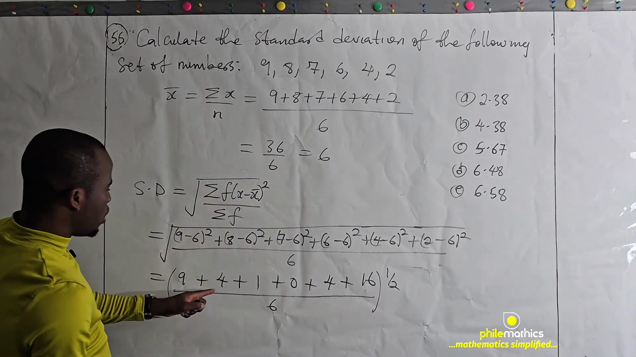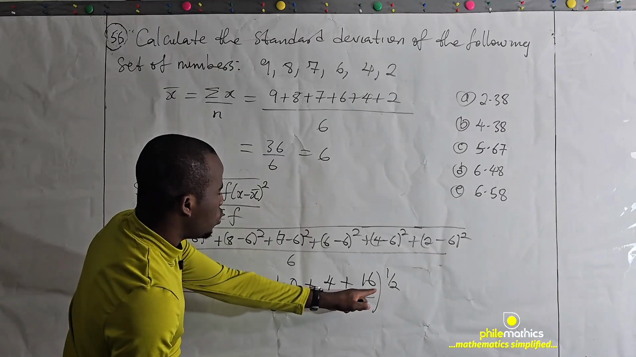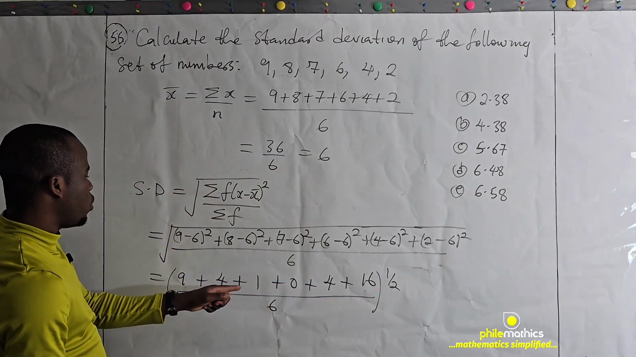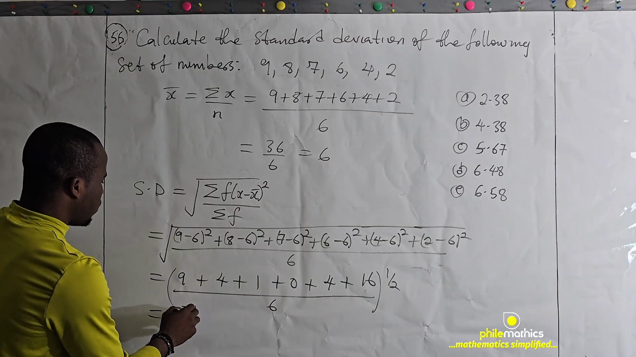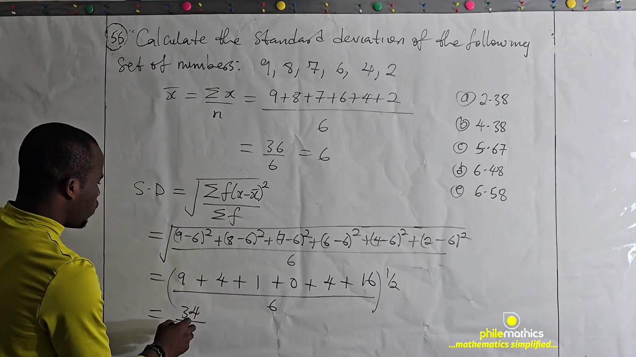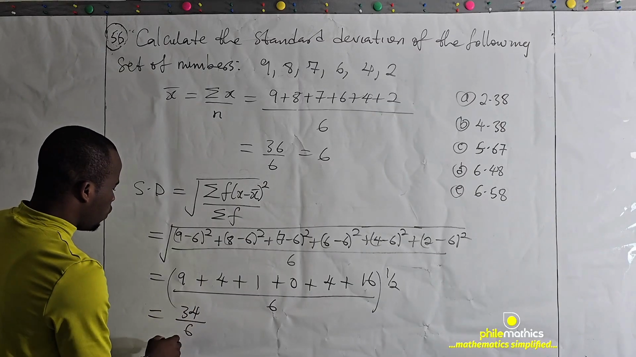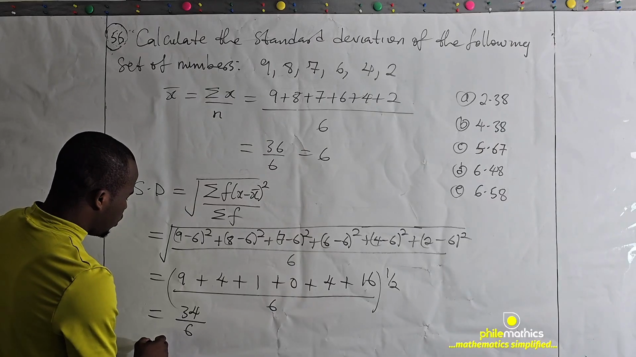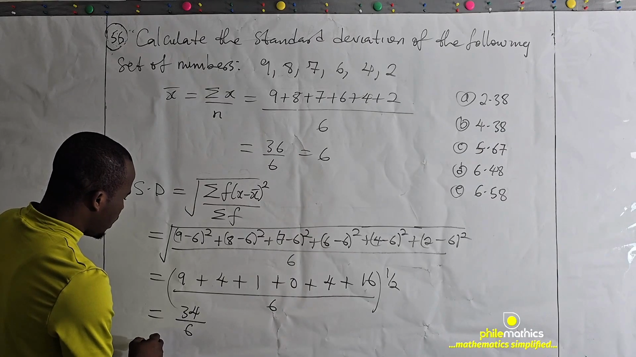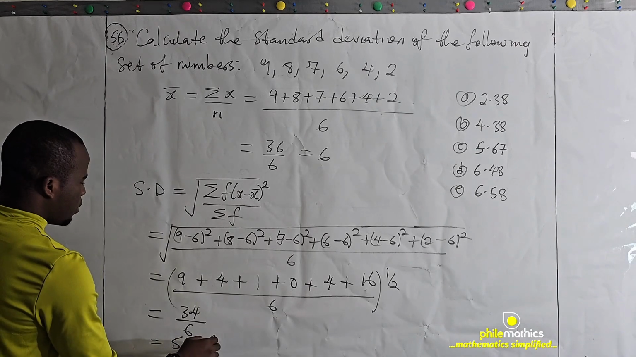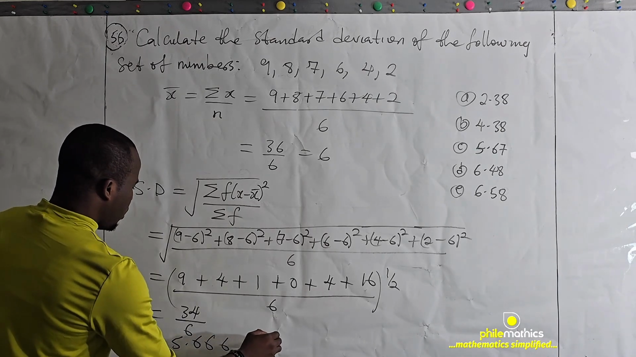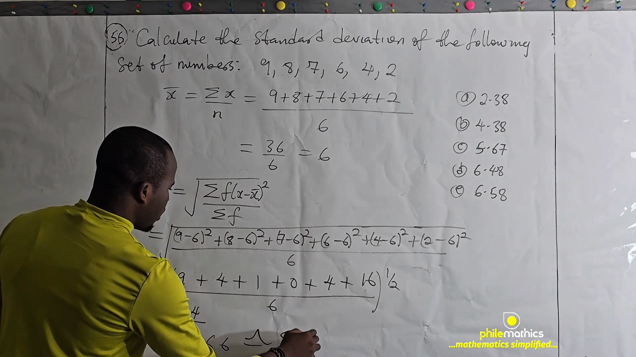So this is 4 plus 20, 24, 25, 34. So this is 34 over 6. And so if we divide this, 6 into 34 is 5.66. So approximately 5.67, which is C.